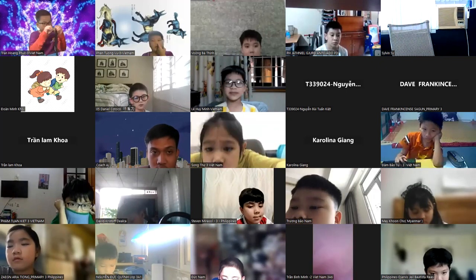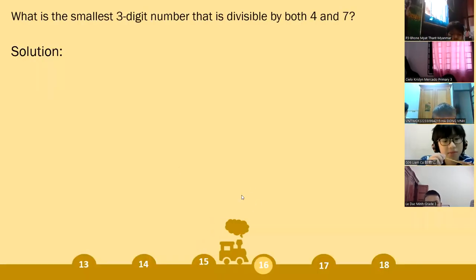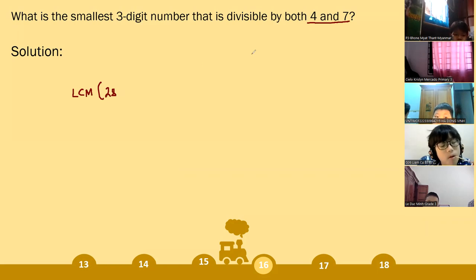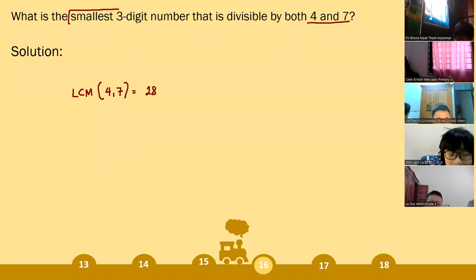Okay, next. Question number 16. What is the smallest 3-digit number that is divisible by 4 and 7? In order for us to solve this one, the first thing we need to do is get the LCM, or the least common multiple, of 4 and 7. The LCM of 4 and 7 is 28. Yes, it's 28. Now, you are asked to find the smallest 3-digit number.